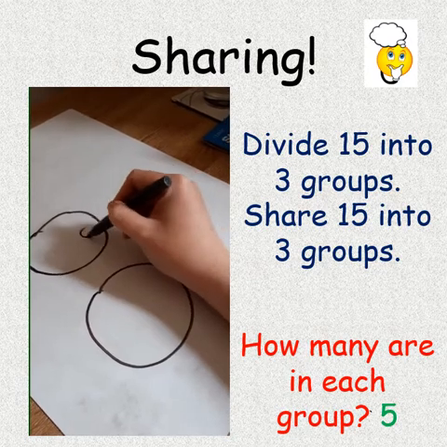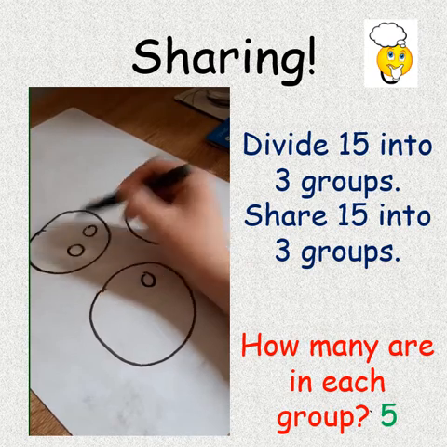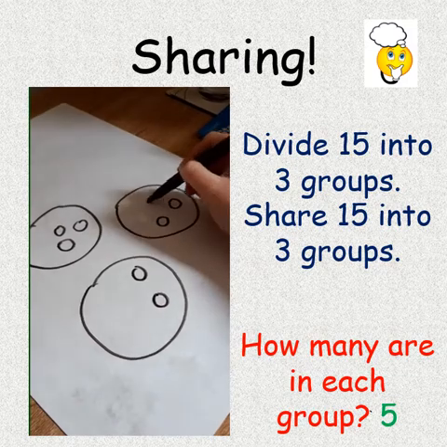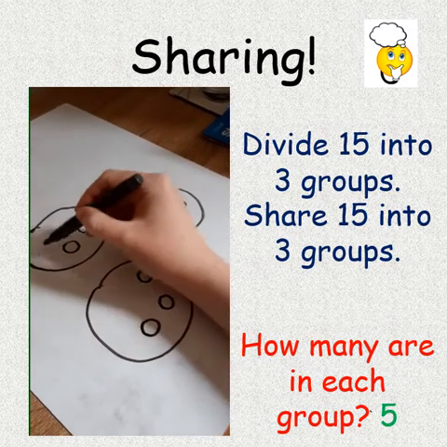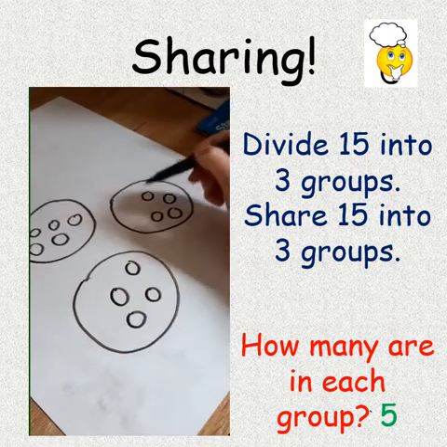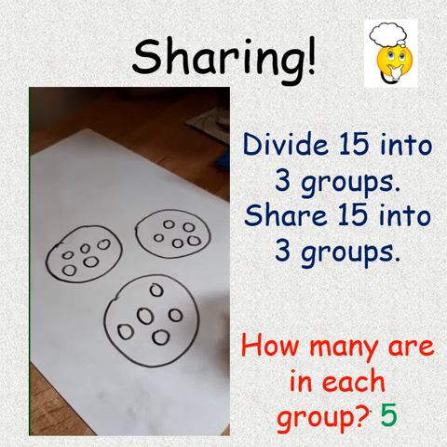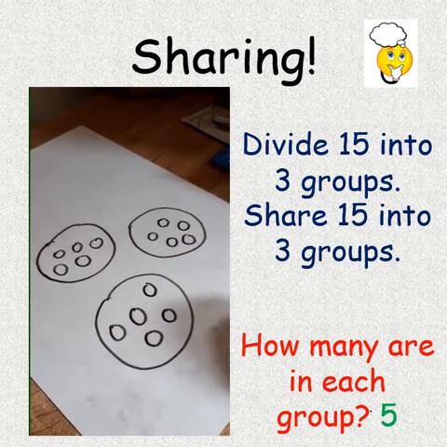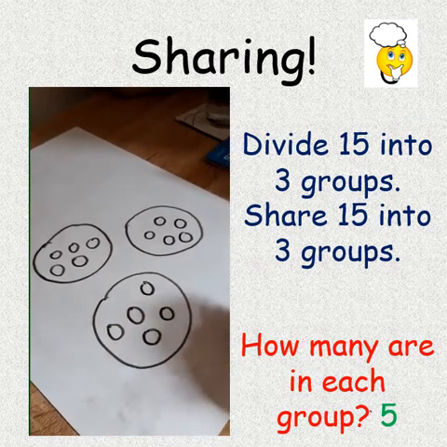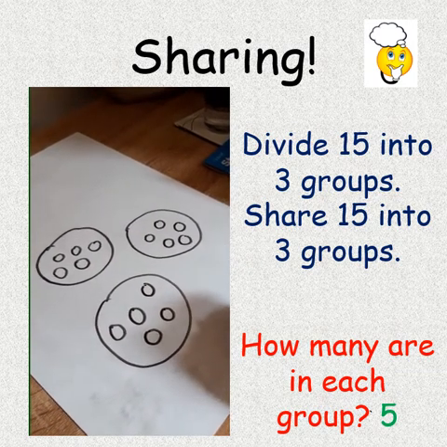So 1, 2, 3, 4, 5, 6, 7, 8, 9, 10, 11, 12, 13, 14, 15. Okay, so I've now shared my 15 counters, and you will see that I have drawn the actual circle. I've drawn a circle, I've not done a dot, because if I make a mistake and they're not equal, I'm going to have to rub it out, and it will be really hard if you've just done full stops.